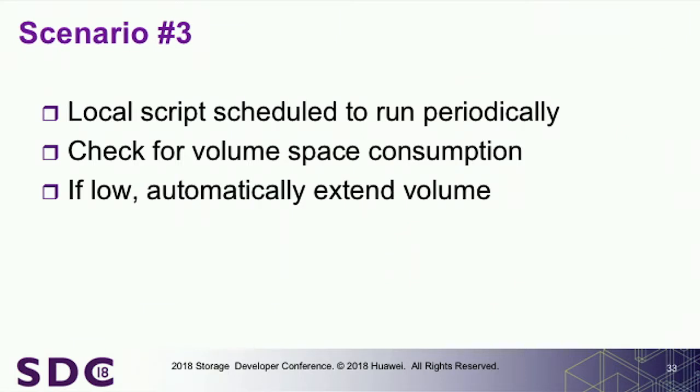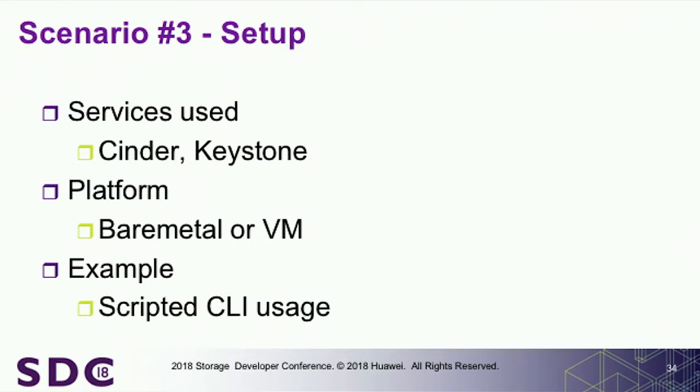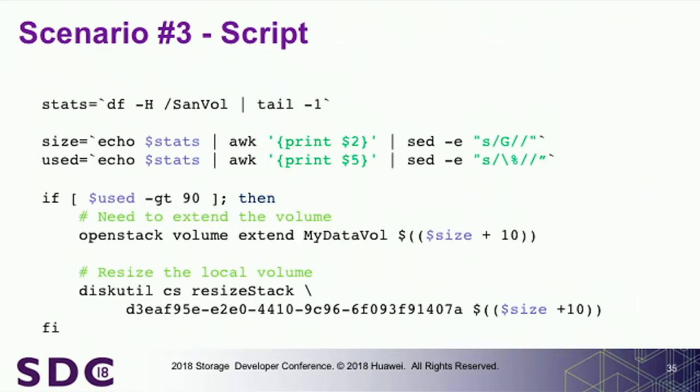We'll have a script that checks every once in a while, makes sure that our volume has enough space, and if we're running low on space, go out and expand that volume and make sure that we're not going to run out of space and have to start everything again on Monday. Keystone is going to be really run anywhere, bare metal, VM, whatever, and we're just scripting the CLI in this case. It's really just this script.